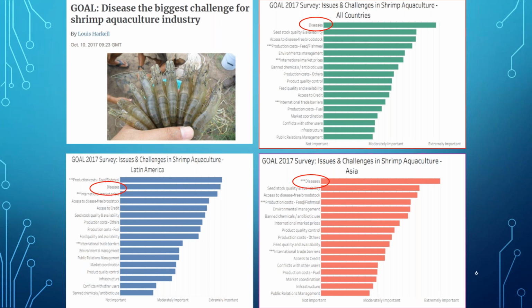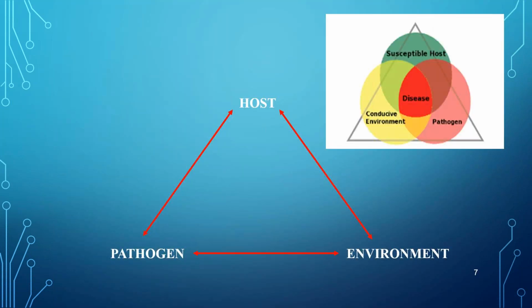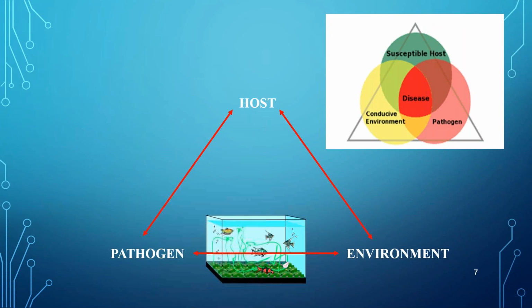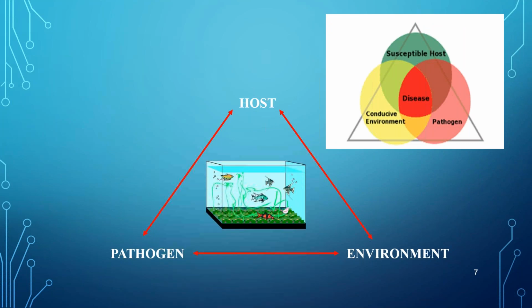Okay, so in the 2017 GOAL survey also, the issues and the challenges faced by shrimp aquaculture, both in Latin America, in Asia, and in all countries, disease tops the list in all these survey reports. So what actually causes the disease?